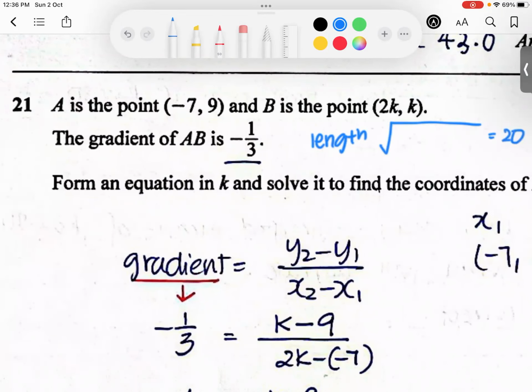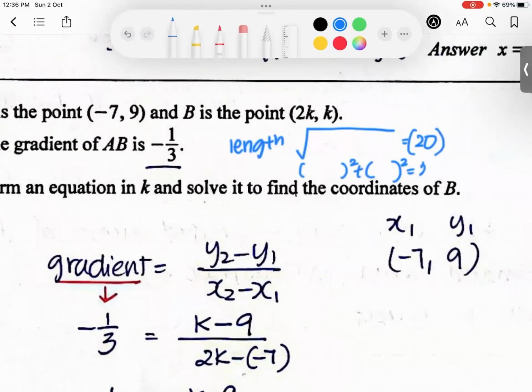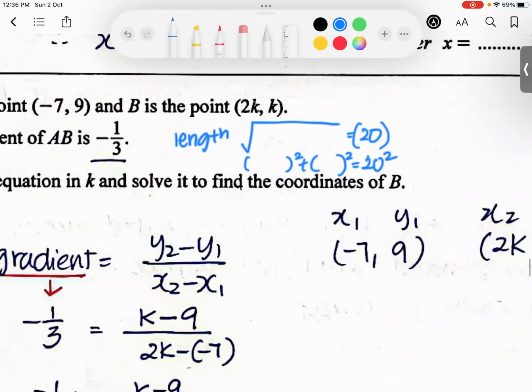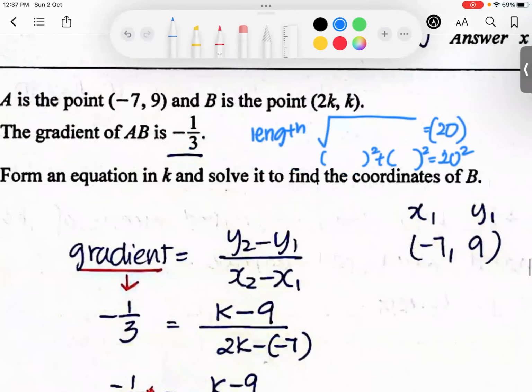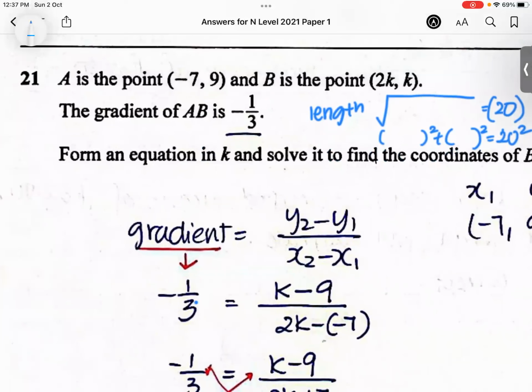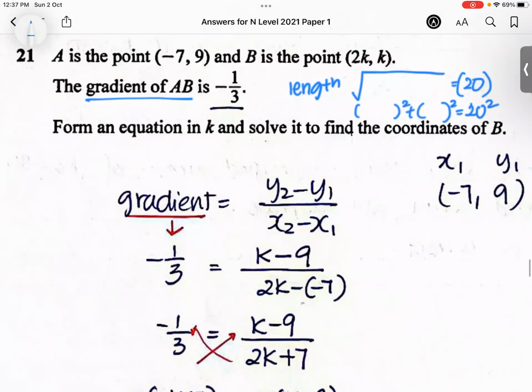Okay, for example, then you just find, then you square this number to get the number 20 squared. Okay, to get the answer. Then you solve for quadratic equation. But in this case, they ask you to solve it in terms of gradient instead. Okay, so for gradient instead, gradient is y2 minus y1 over x2 minus x1.